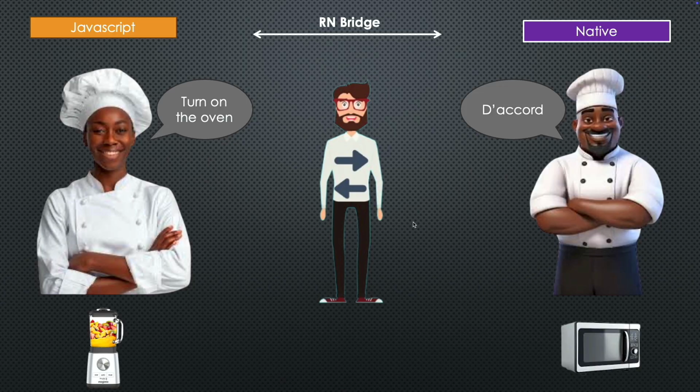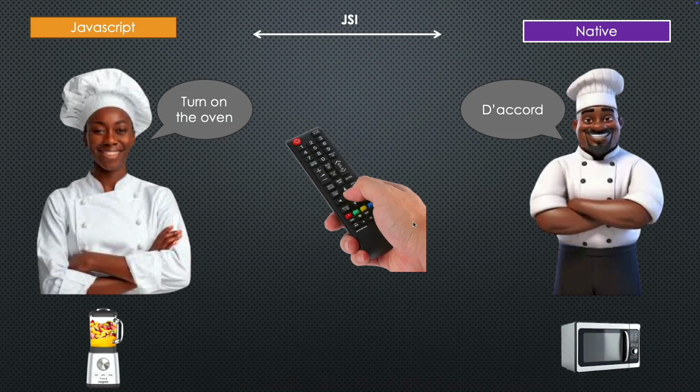This worked fine for small meals, but when the recipes got complex and required many steps at once, the translator slowed them down and things quickly got out of sync. In the new system, both chefs now share a universal remote that works in both kitchens, which is the JSI, the JavaScript Interface. Instead of waiting for translations, either chef can control the other's appliances directly. So you can access the methods and the properties. This is exactly what JSI enables: direct, real-time communication between the JavaScript and the native side.